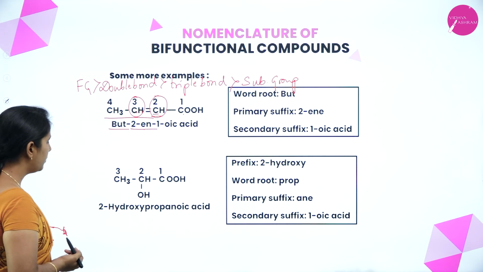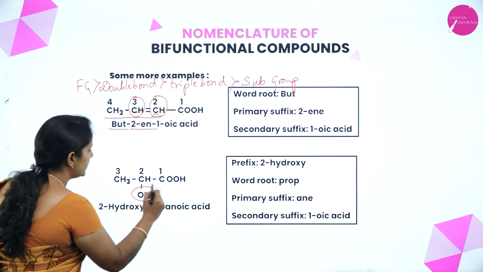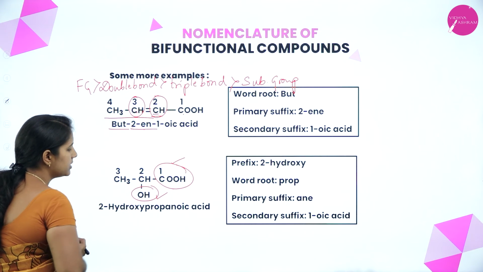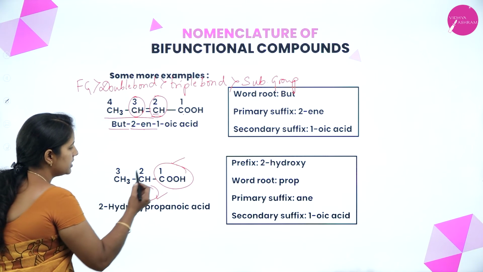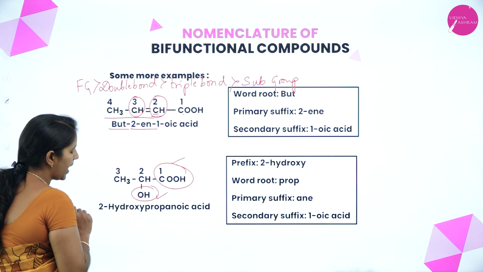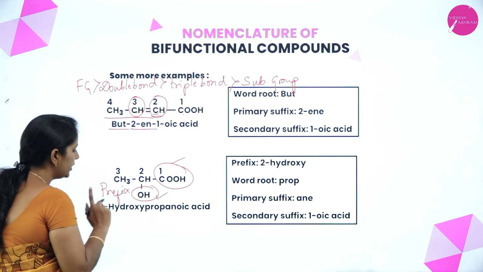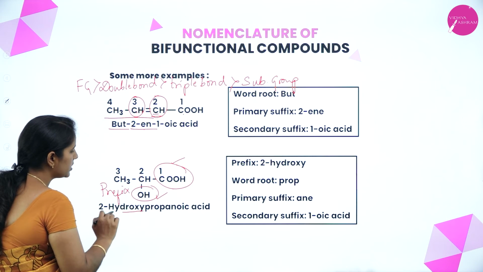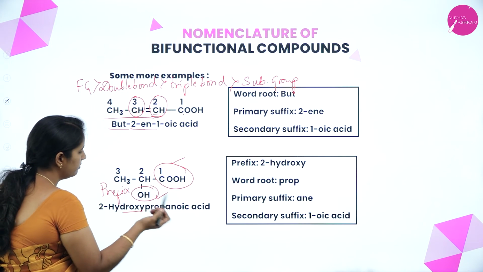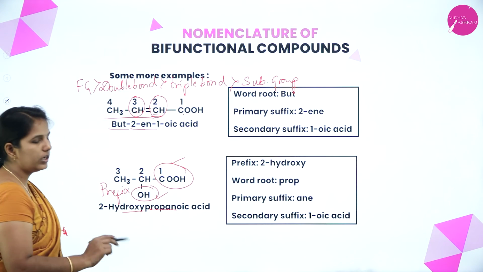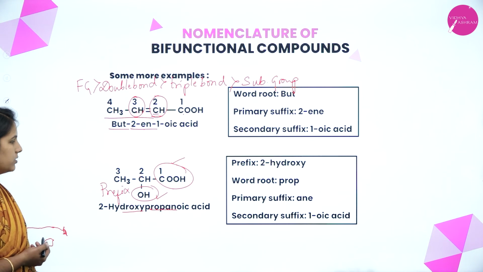Clear? We have one more example. That is OH and COOH. Both are different. This is a carboxylic acid and this is an alcohol. Correct? So the acid should get preference first and the alcohol will act as a prefix. What is the prefix for the OH? Hydroxy. 2-hydroxy. How many carbon atoms? 3. So propan-1-oic acid, or you can say propanoic acid directly also.